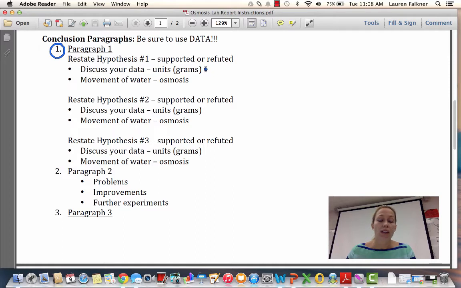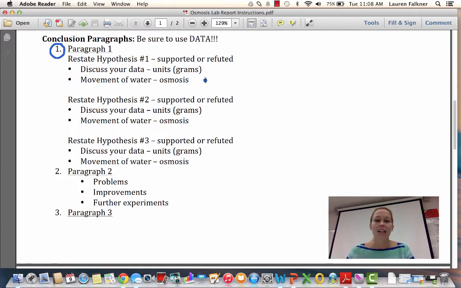Make sure that when you do discuss your data, you're including units in there. You don't want to forget your units. So in this case, we're dealing with grams. And you're also going to talk about the movement of water. So for your hypothesis number 1, you might have stated that if your egg was placed in a hypertonic solution, then the mass of your egg will decrease in size.